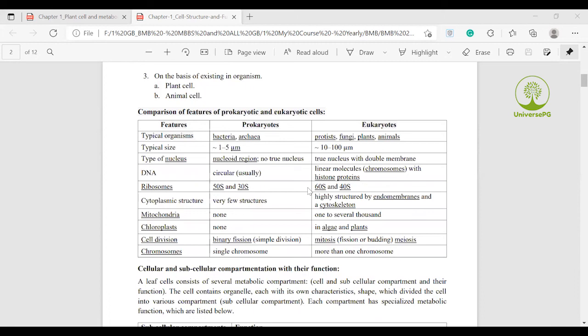So next you see the major difference between prokaryotic and eukaryotic cell. We already discussed a few points. First, examples: prokaryotic cells are bacteria and archaea. Eukaryotic cells are protists, fungi, plants, and animals. Size is generally smaller in prokaryotic cells, such as 1 to 5 micrometers. Eukaryotic cells are 10 to 100 micrometers.